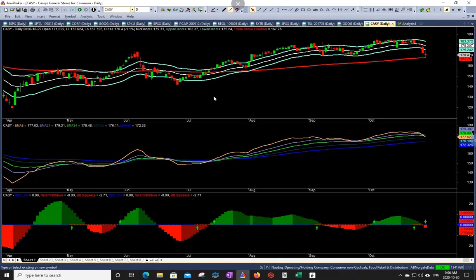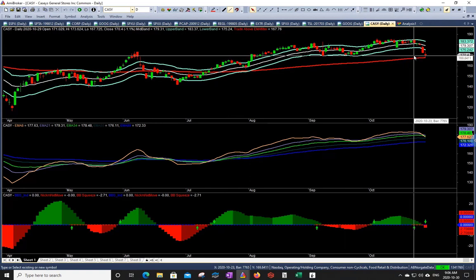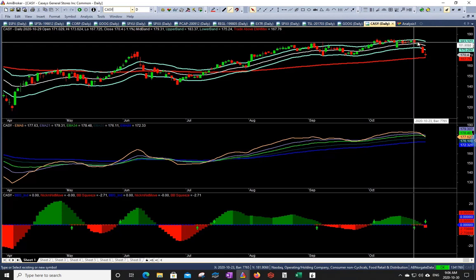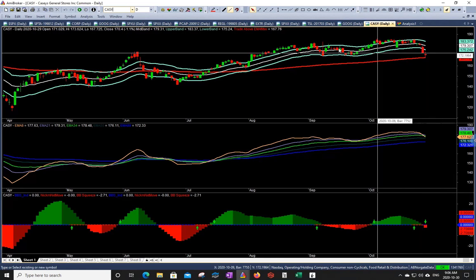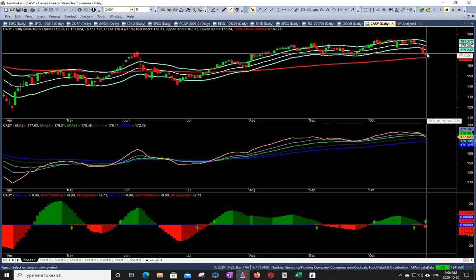So here's actually a trade that's going to stop out today. I believe it was taken on Tuesday. All the criteria were met, and now it's starting to go negative. It got a signal to get out yesterday, and it's actually going to sell today on the open.